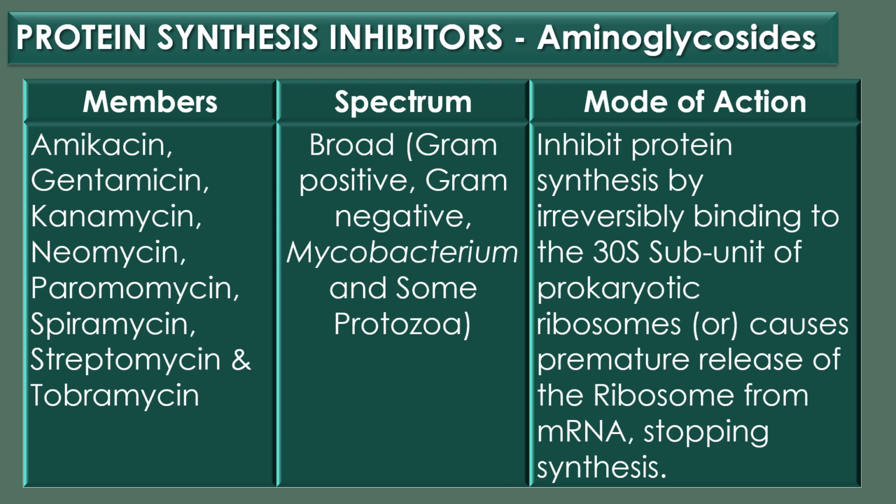The aminoglycosides have a broad spectrum of activity, and they are highly effective against gram-positive bacteria, gram-negative bacteria, Mycobacterium species like Mycobacterium leprae and Mycobacterium tuberculosis, and some protozoa. Regarding the mode of action, aminoglycosides inhibit protein synthesis by irreversibly binding to the 30S subunit of the prokaryotic ribosomes, or cause premature release of the ribosome from mRNA, stopping synthesis.